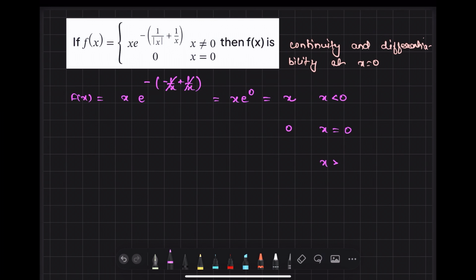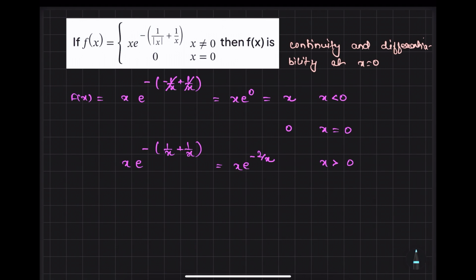Then x greater than 0. So if x is greater than 0, we will have x times e power minus into 1 by x plus 1 by x. So it is x times e power minus 2 by x. I hope till this part you guys are comfortable. Now first we will talk about continuity.